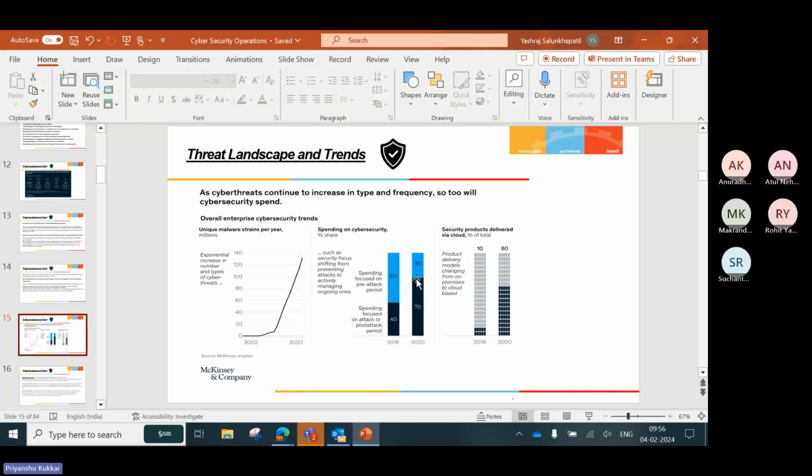So that is why there is a little less spending and more on the post attack period, where they are more like, okay, let the attack happen, we'll see later. Let the person come in, we will handle this threat once the person is in our environment. Okay. Security products delivered via cloud, this is pretty simple.